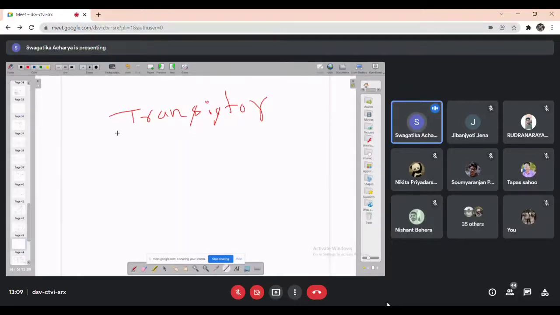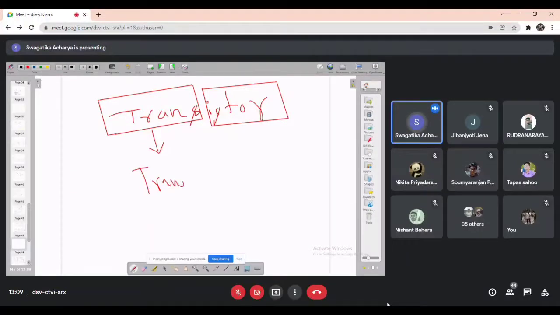So this much is coming from one term and this much is coming from another term. Trans is coming from the word transfer, and ester is coming from a word very familiar to you, that is register, right?